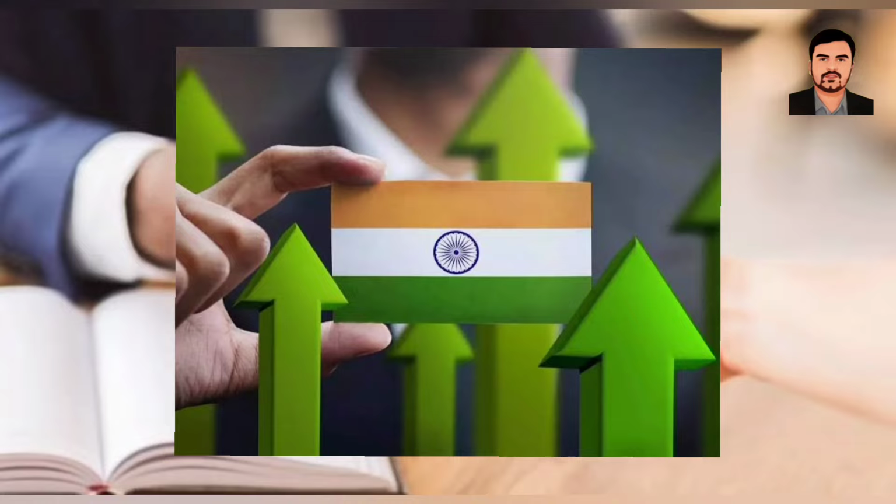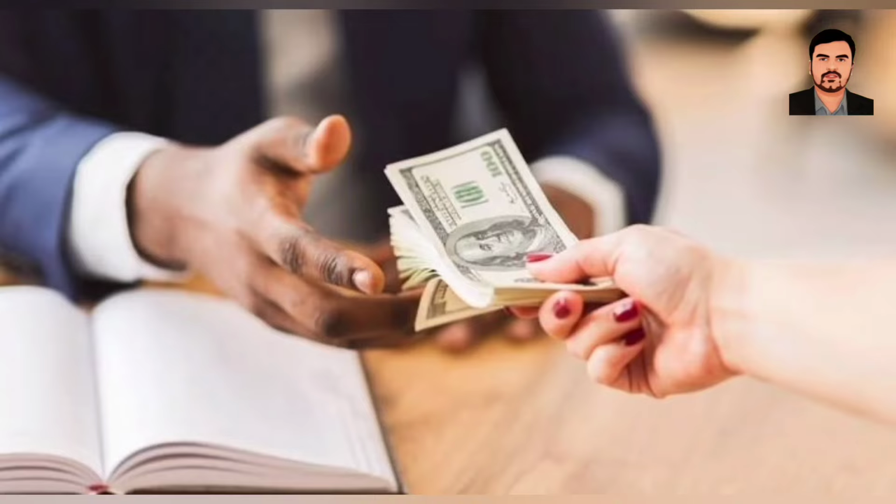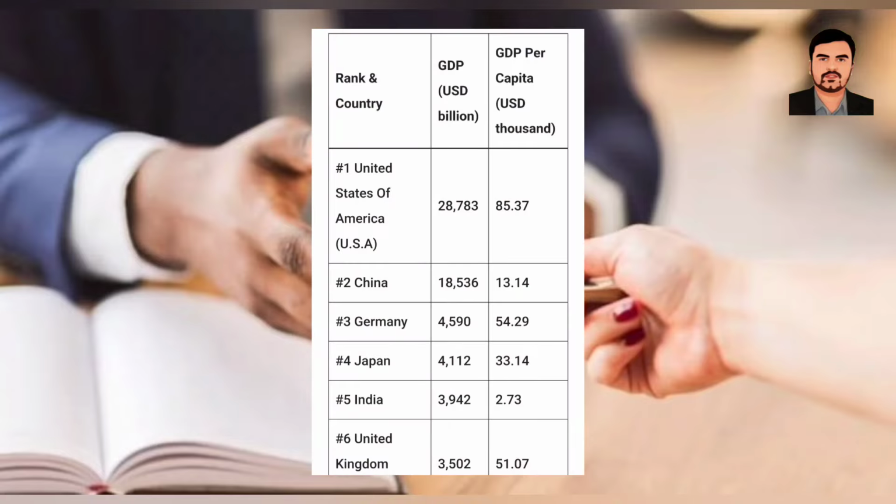Because of this, even though the GDP is like 4 trillion US dollars, the per capita GDP, which is the total GDP divided by the population of the country, is very low, below 3. If you see China and others, that value is like 13.14, for the USA it is 85.37, and for Germany it is 54. UK is 51, but in India it is 2.73, which shows that poverty is more in the country and the GDP contribution is only by a particular section of the population, and not everyone is contributing. So this income and wealth inequality needs to be mitigated by good policies from the government.